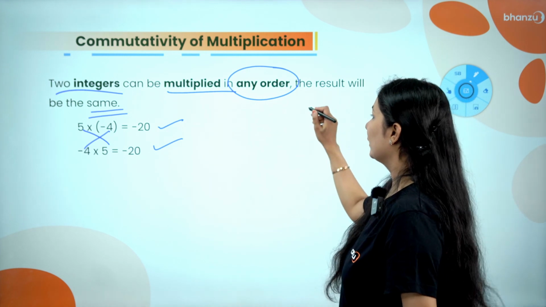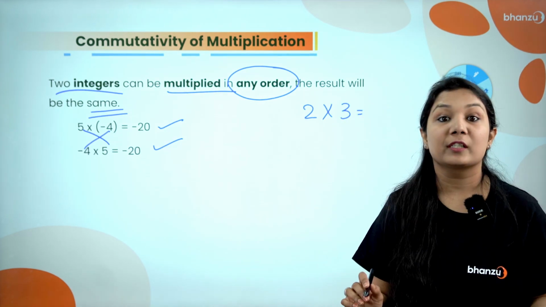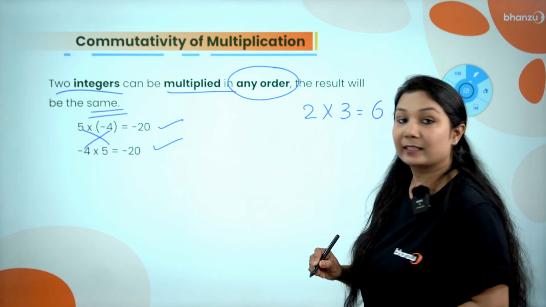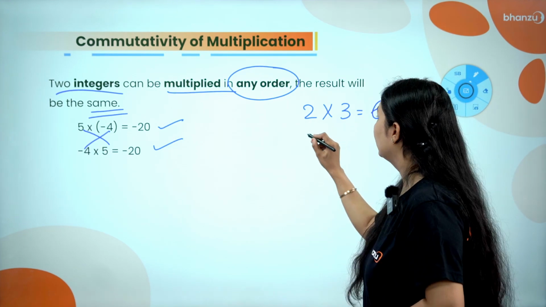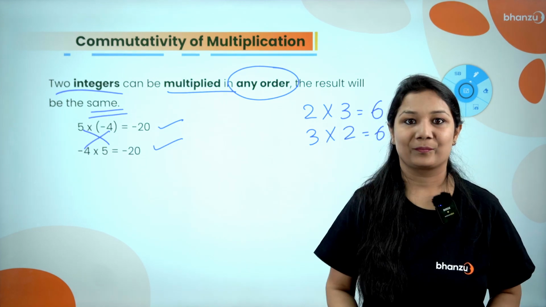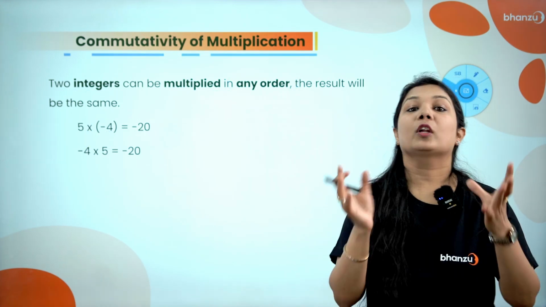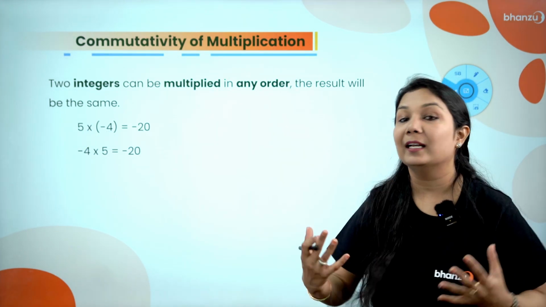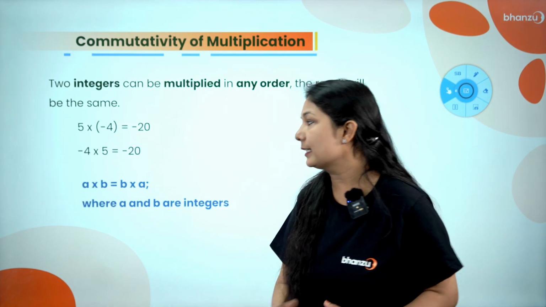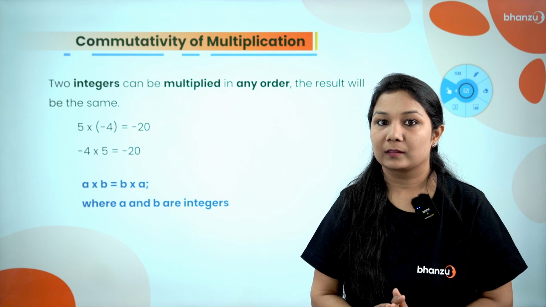Let's take one more example. Suppose 2 into 3, I am taking both positive integers. So you get 6, right? If I interchange now, I take up 3 first. So 3 into 2, yes, it's also 6. Same, right? So what is the general rule for commutative property of multiplication? It is A into B will always be equal to B into A, right?